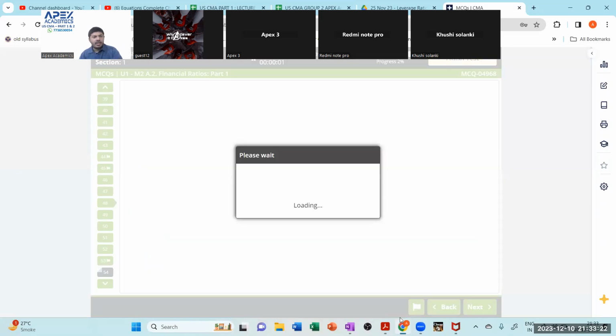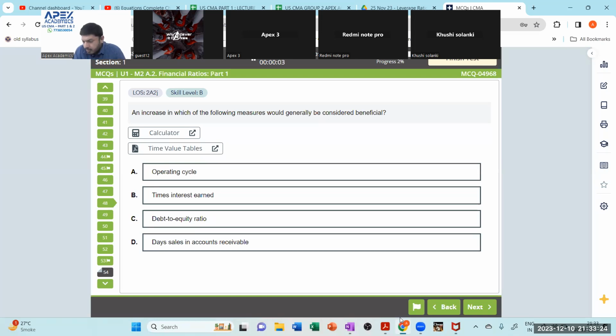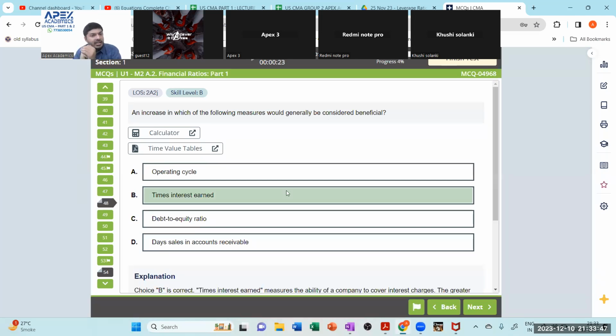Question number 48, 4968. An increase in which of the following measures would be considered beneficial? Operating cycle. If it increases, more time to collect cash. Times interest ratio. If it increases, EBIT is more. Debt to equity ratio. If it increases, debt is more. Days sales in accounts receivable. If it increases, longer time to collect your money. So what is your answer? Times interest earned.